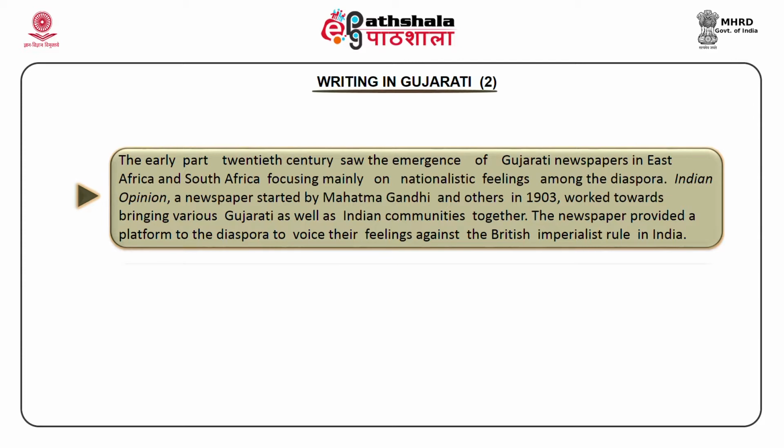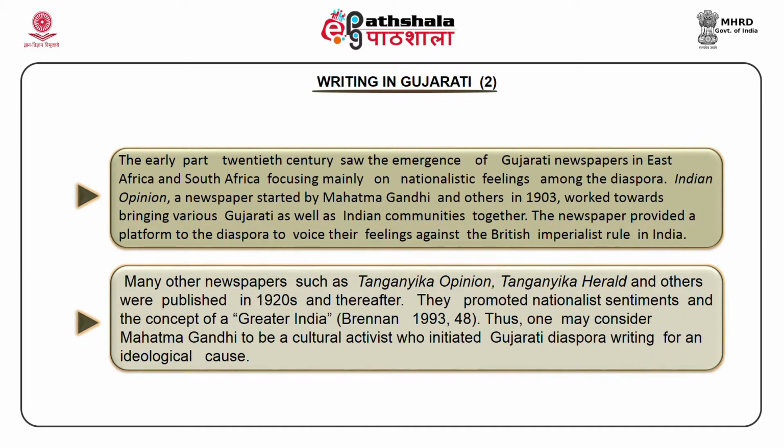Indian Opinion, a newspaper started by Mahatma Gandhi and others in 1903, worked towards bringing various Gujarati as well as Indian communities together. The newspaper provided a platform to the diaspora to voice their feelings against British imperialist rule in India. Many other newspapers such as Tanganyika Opinion, Tanganyika Herald and others were published in 1920s and thereafter. They promoted nationalist sentiments and the concept of a greater India. Thus one may consider Mahatma Gandhi to be a cultural activist who initiated the Gujarati diaspora writing for an ideological cause.